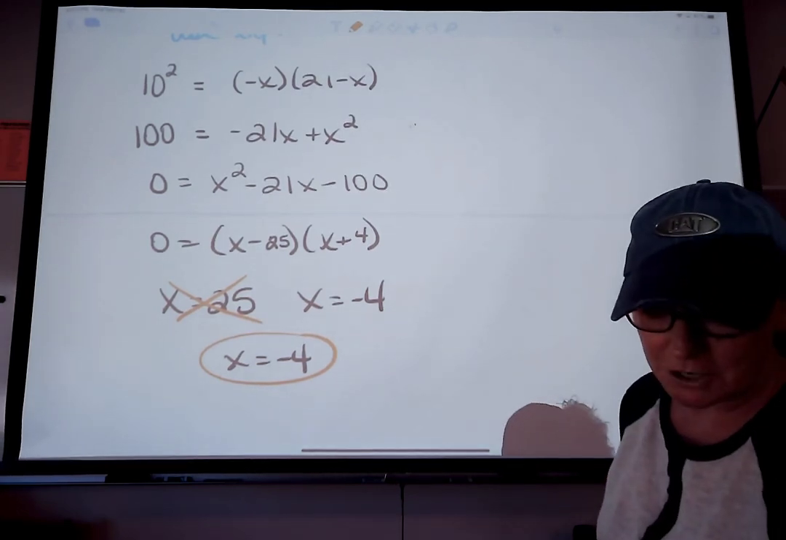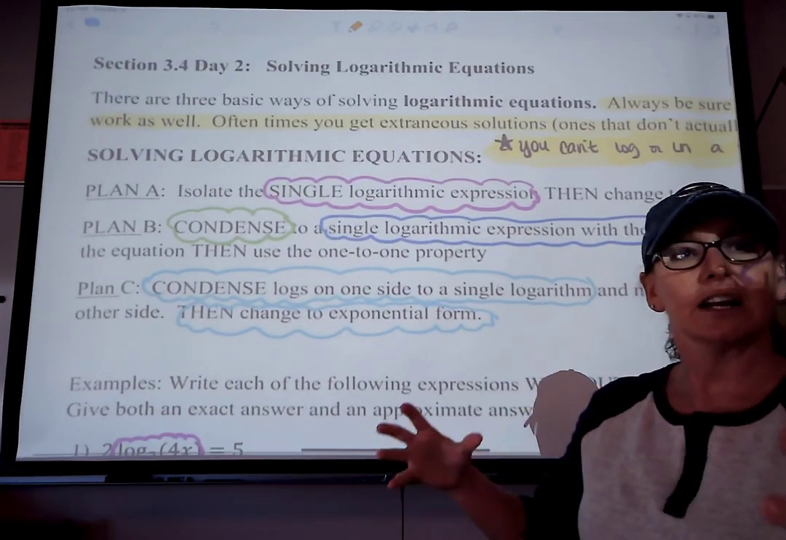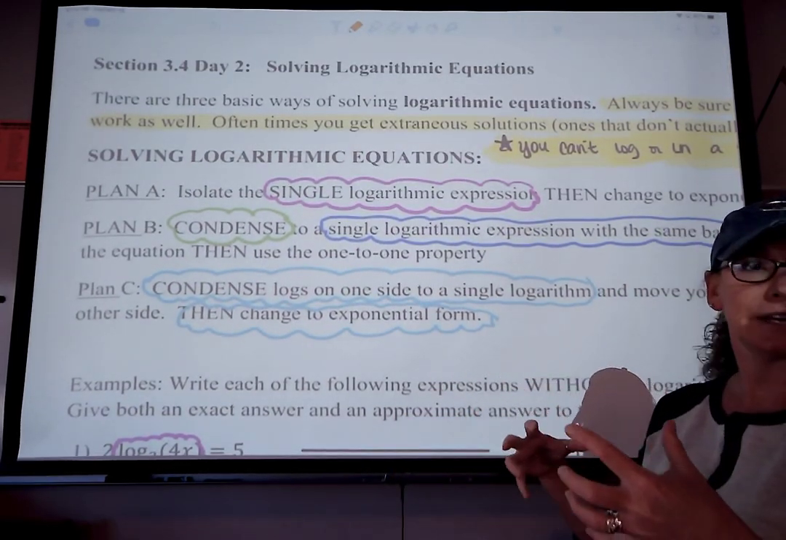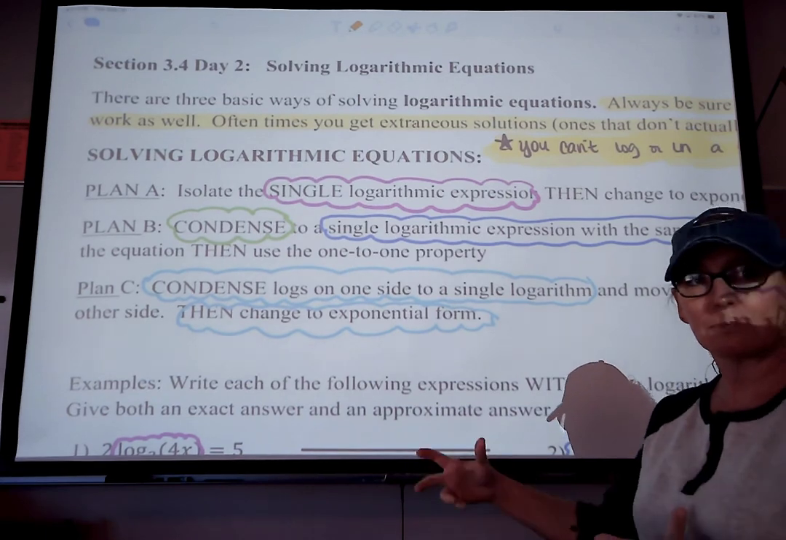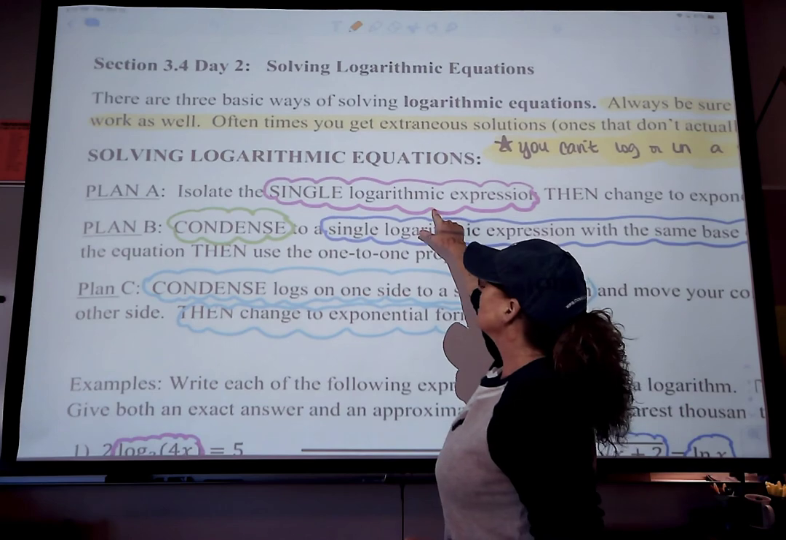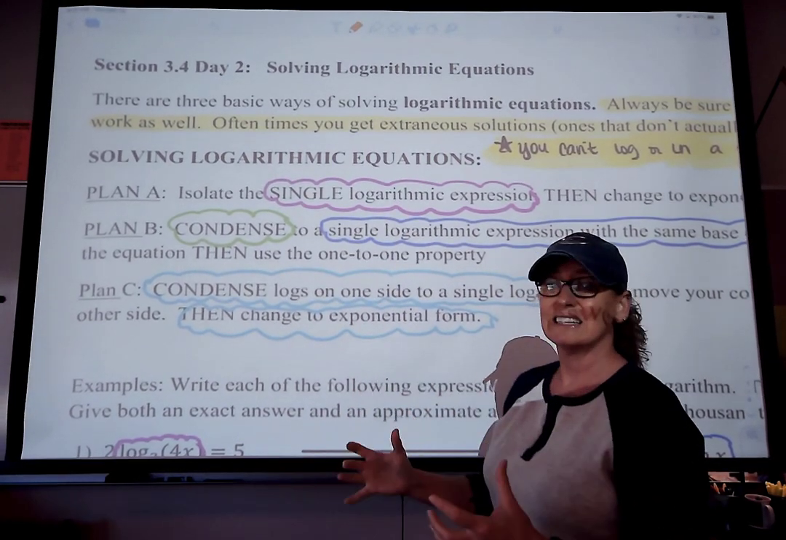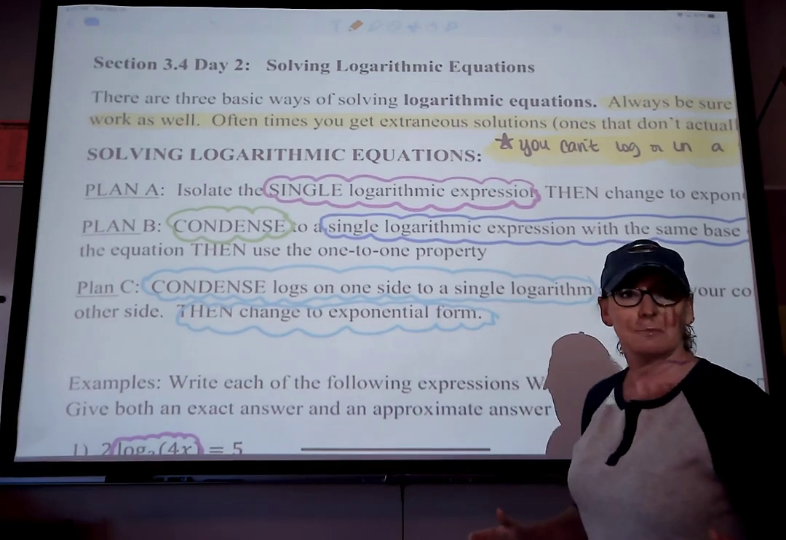All right, keep your notes handy while you're doing these problems, because you've got a lot of possibilities. Maybe this will work, maybe this will work, maybe this will work. So just remember to either get a single logarithm and isolate it and use exponents, or try to condense if you can and see what you can do from there. Good luck.